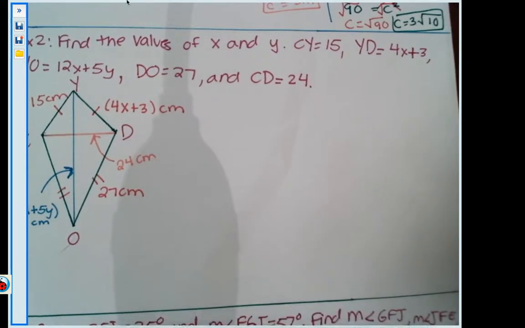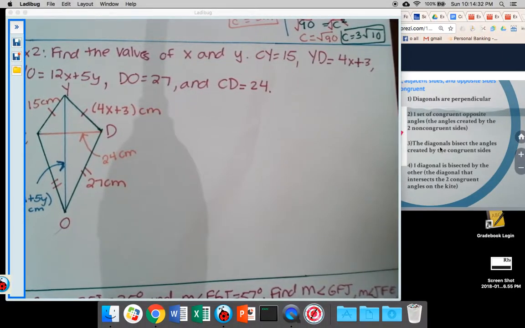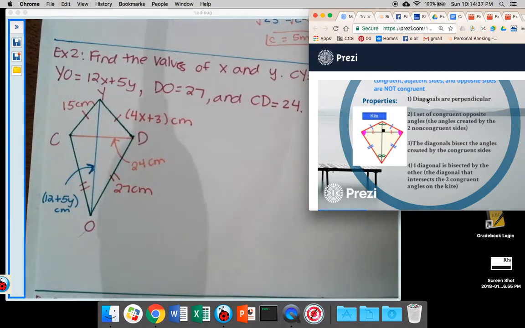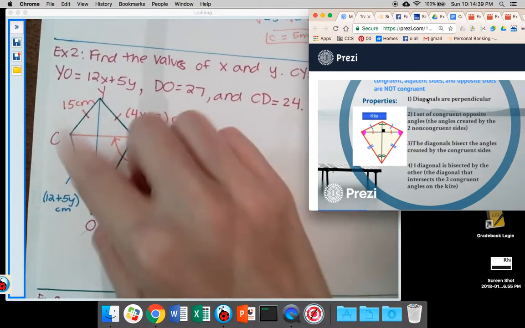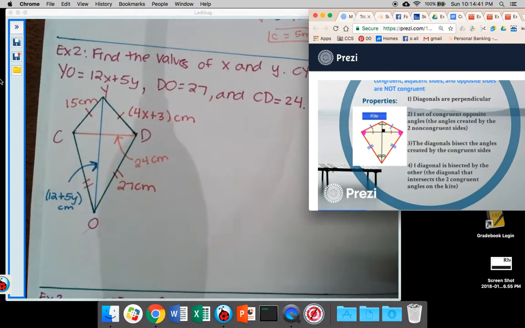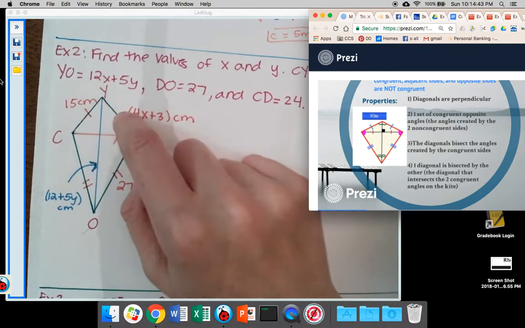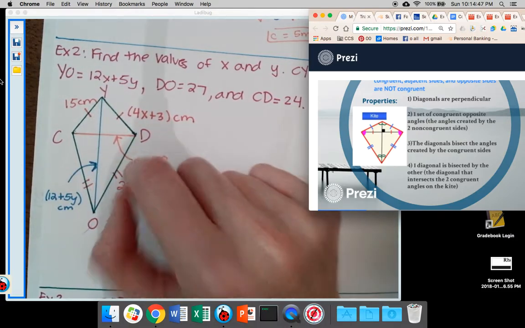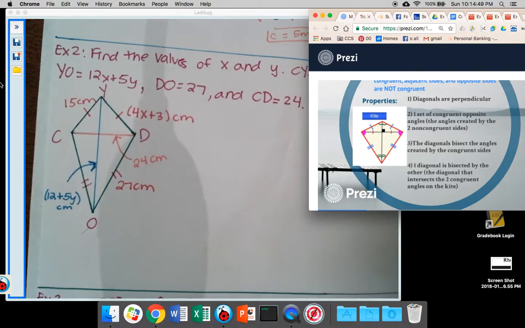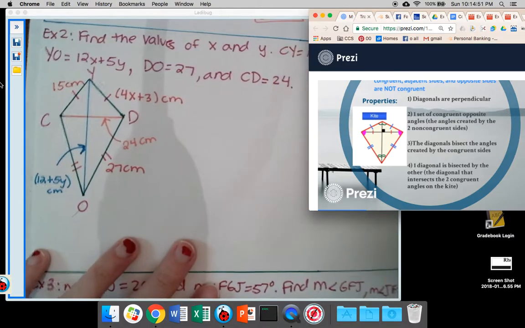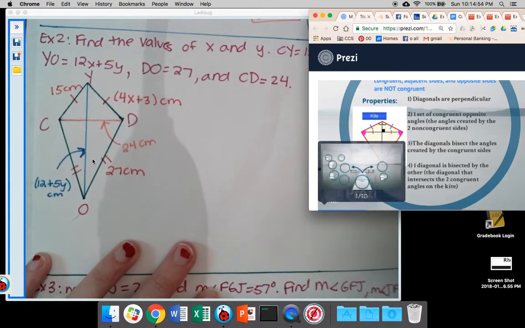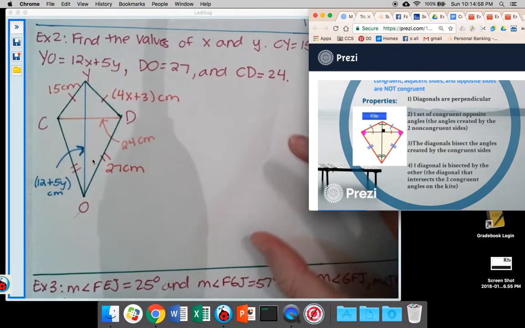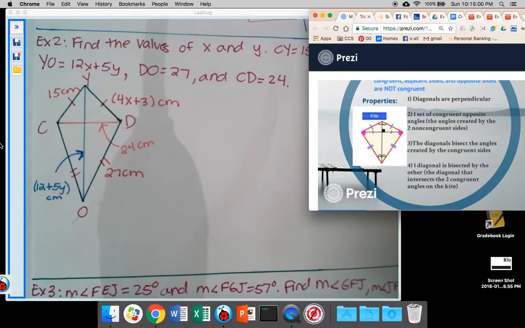Alright, so I'm going to pull up our nifty kite properties to see if this will help us to solve the problem, which I already have some of the items marked. I have the definition marked, which states it's a quadrilateral with two adjacent sides that are congruent. So these two sides are congruent and these two sides are congruent. We're going to use our properties and maybe some of the shapes inside of the kite to help us find some of these pieces that we're looking for.